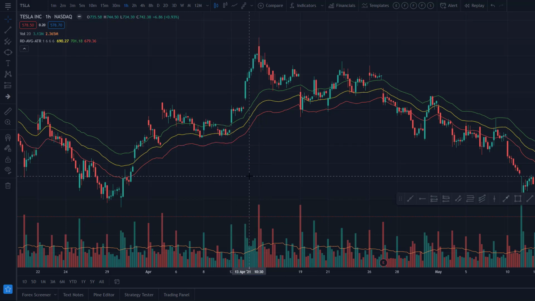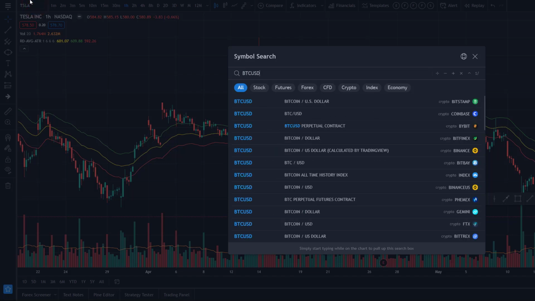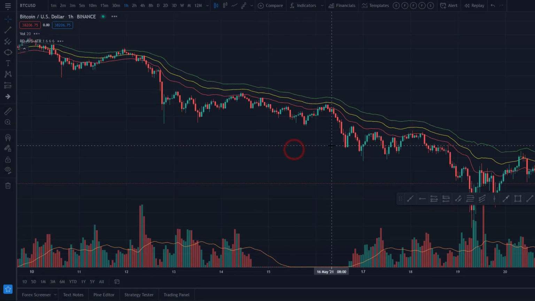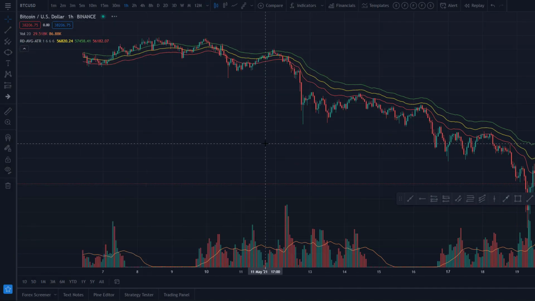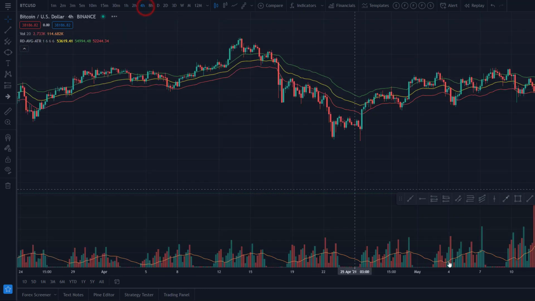Let's go to Bitcoin. So there's a shorter video, BTC, USD. Which exchange do we want to use? Well, let's use Binance, calculated by TradingView. So looking at this, what do we see here? Let's go to the daily time frame. Let's go to the 4 hour.